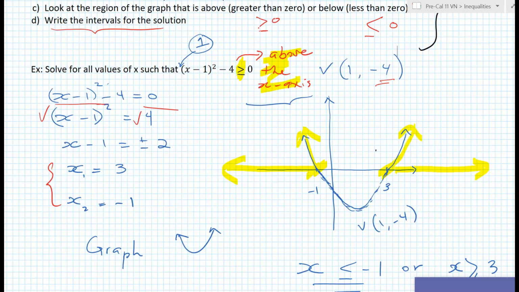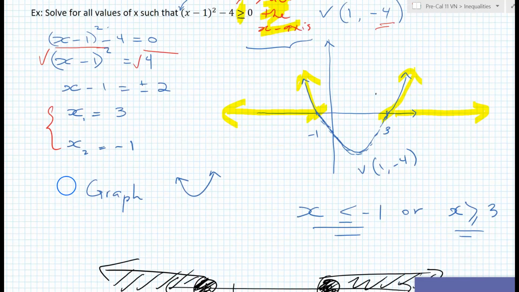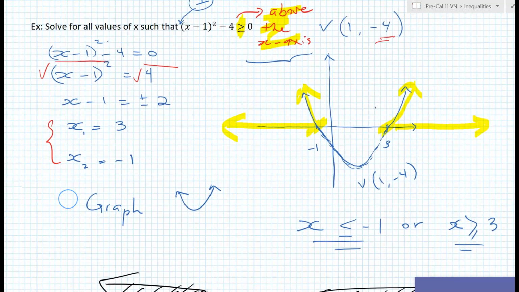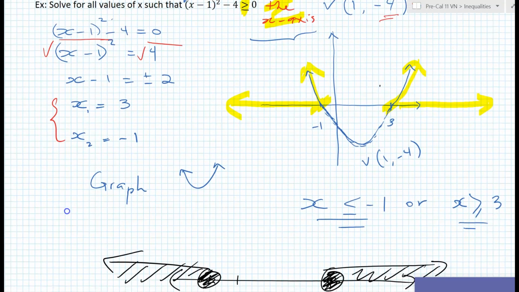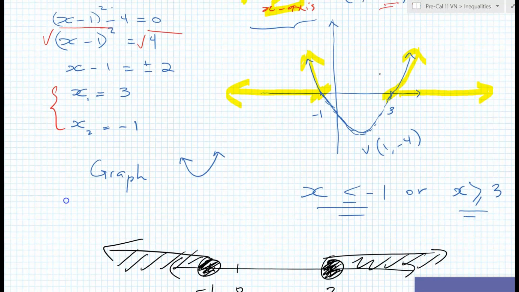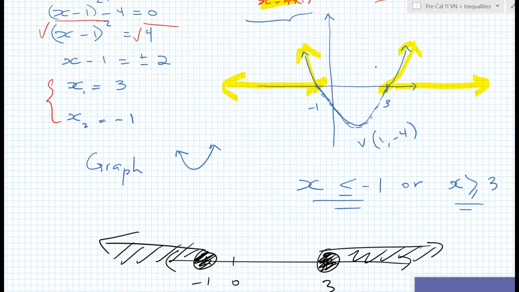If it's below the x-axis, that could be less than 0. Then pay attention to whether the inequality sign has an equal sign incorporated or not. If it does, then make sure your solution is inclusive of those x-intercepts. If it is not, if it is strictly greater than or less than, then make sure the x-intercepts are not part of the solution. And that's basically it.